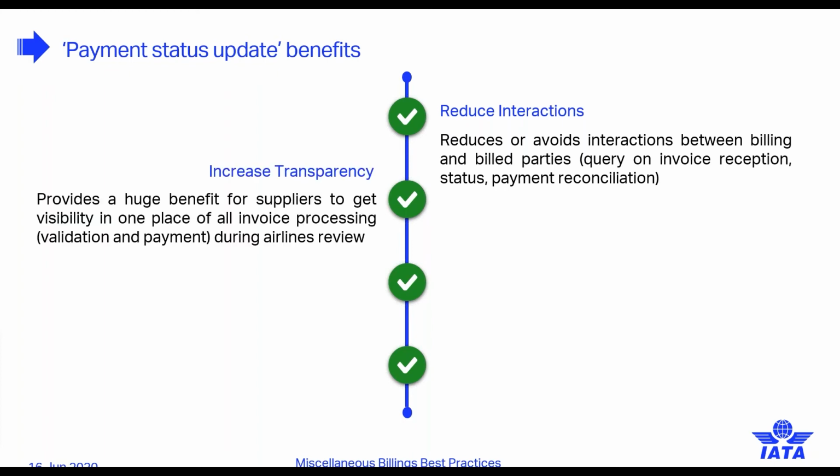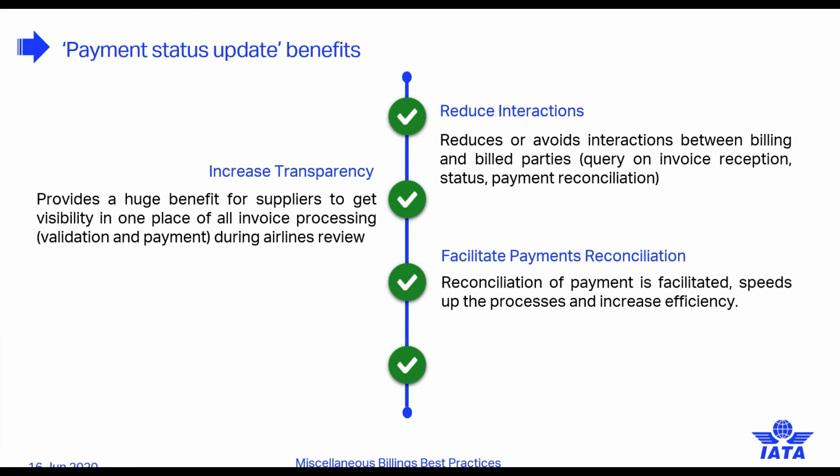Then increased transparency. As we say, you know exactly the life cycle of the invoice within the airline: it was received, it was processed, it was validated, it will be sent for payment, it was sent for payment, or it goes to a dispute. And because all that is automated, it goes faster. Next point is it facilitates payment reconciliation. And also sometimes you can provide the payment status from both sides. So it could be the airline itself that says, I will pay you that day, but after, we expect the supplier to recognize that the invoice was paid.